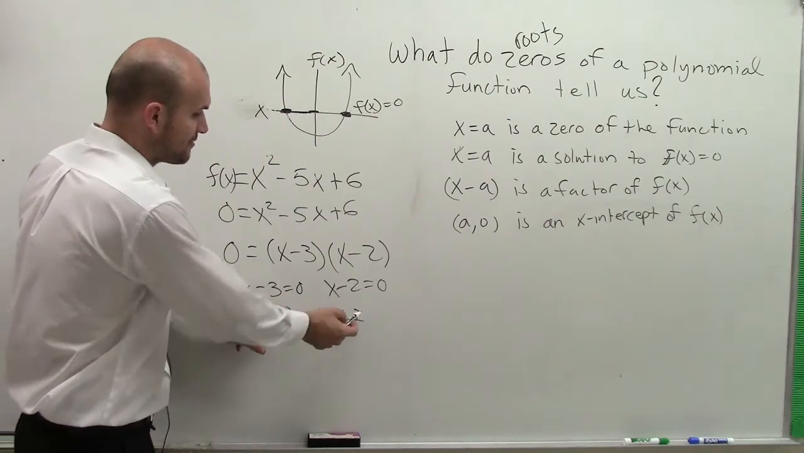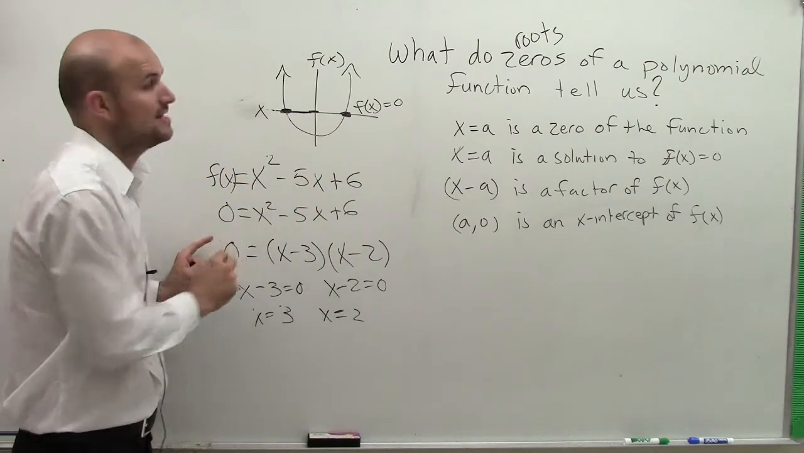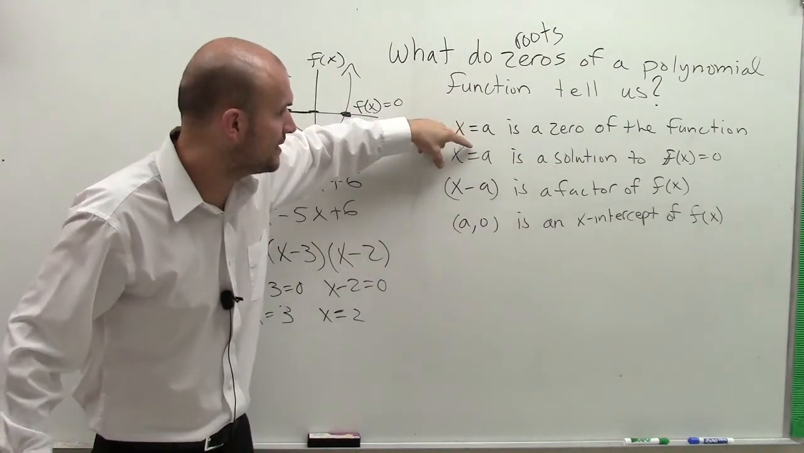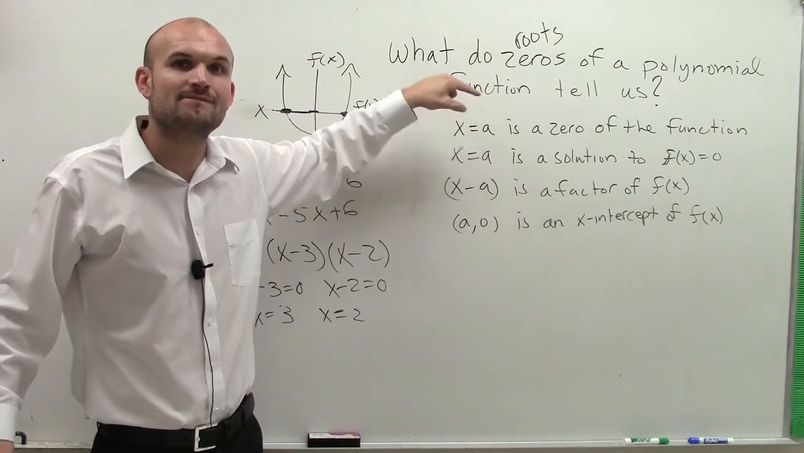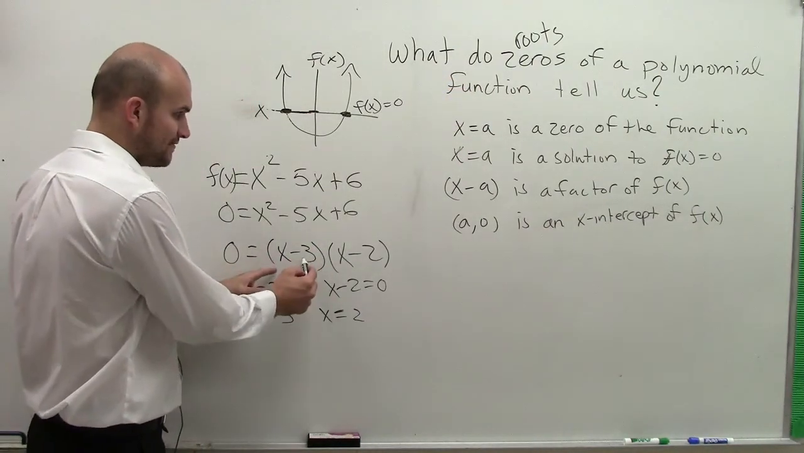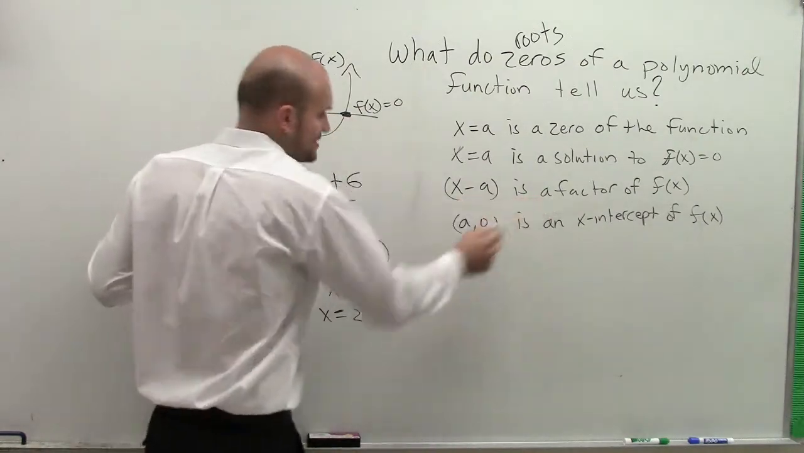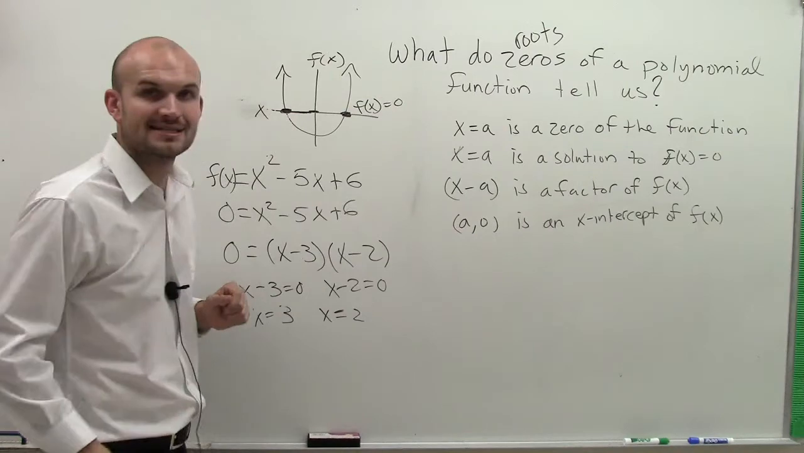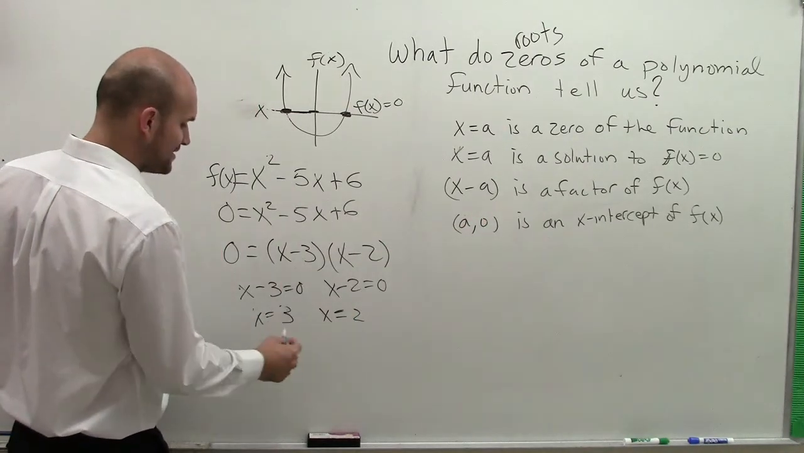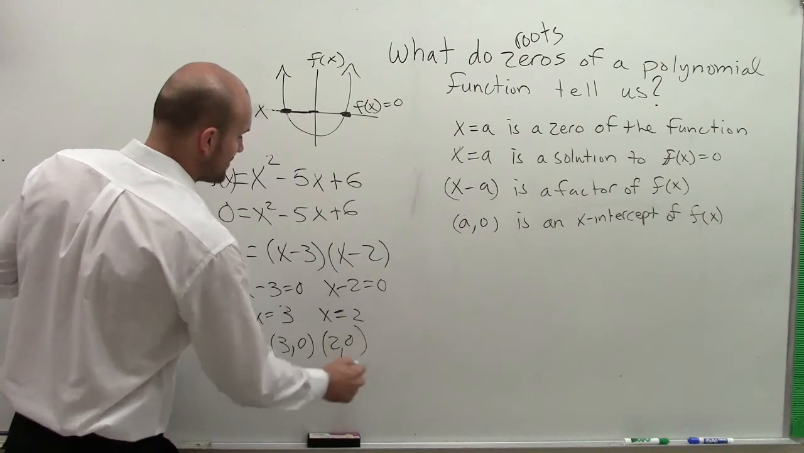Because if you plug a 3 or a 2 into this function, you're going to get 0 for f of x. So x equals a is a solution. Therefore, if it's a solution, then it is a zero of the function. All right? Also, these are your factors, that's your solution, and these are also your x-intercepts. So what we can do is write them as x-intercepts. Remember, they resemble the x value, so you write (3, 0) and (2, 0).